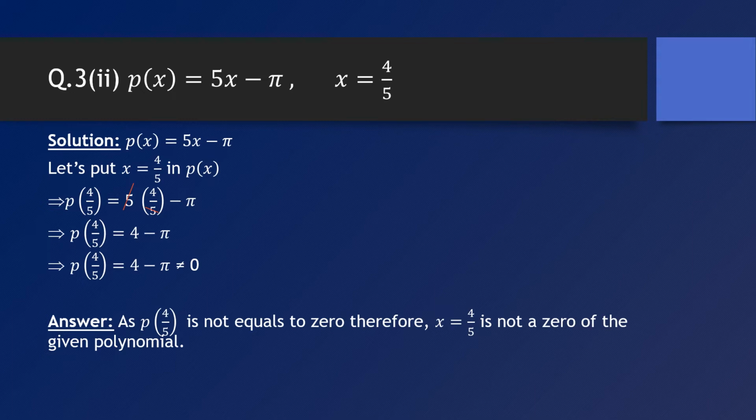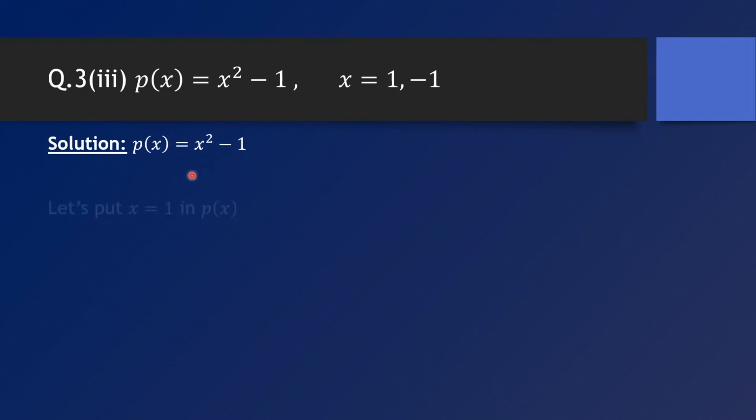Now let's move on to question number 3, that is p of x is equal to x square minus 1. For this we have two values. First we need to verify it for x is equal to 1, and then we need to check it for x is equal to minus 1. So let's put it one by one.